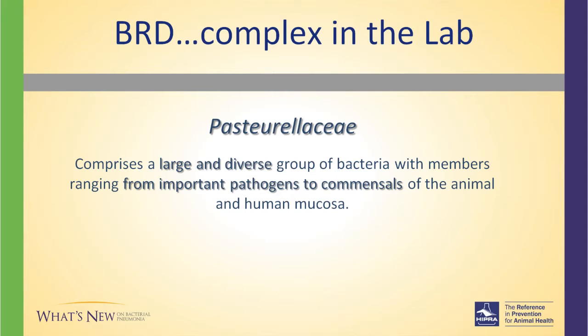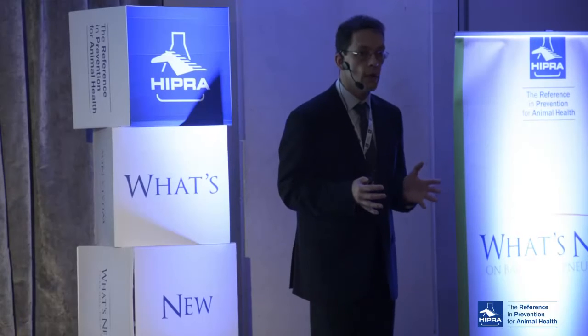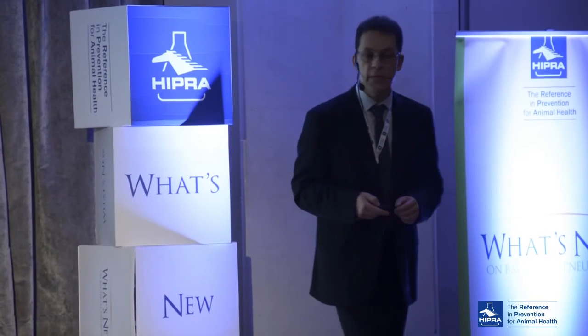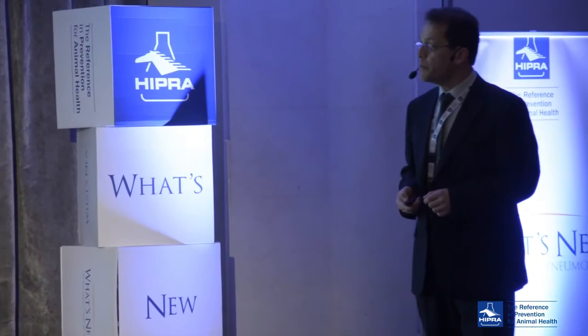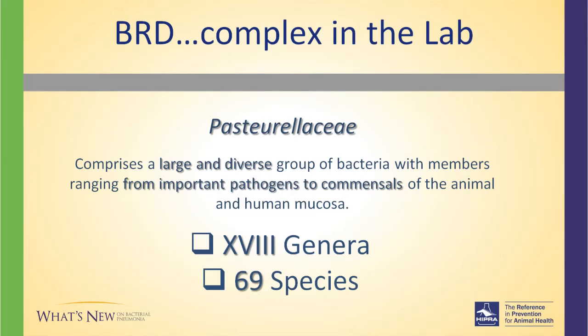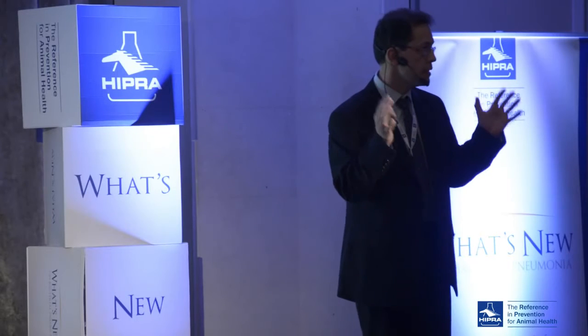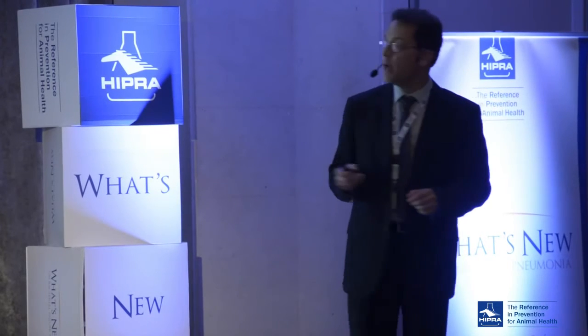that range from commensal, opportunistic to important pathogens both for animals and for human beings. Pasteurella multocida is a well-known zoonotic bacteria. They are grouped into 18 different genera and around 70 species. So you can see that the Pasteurellaceae family is complex, big, and very varied.